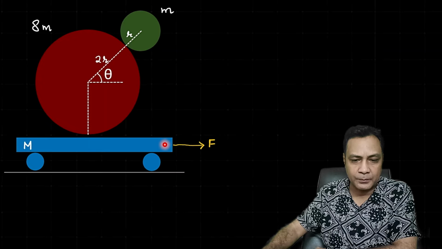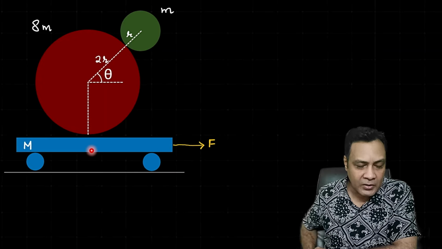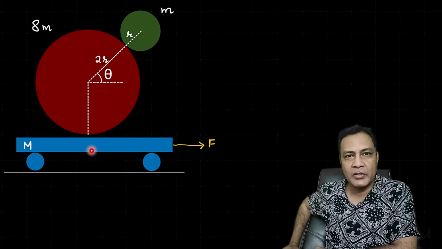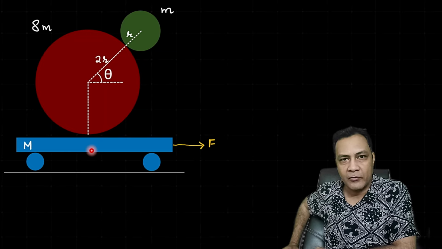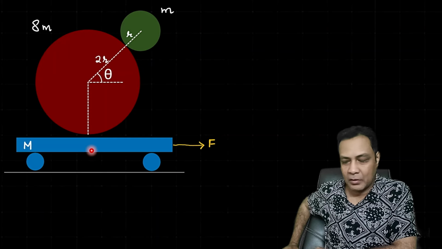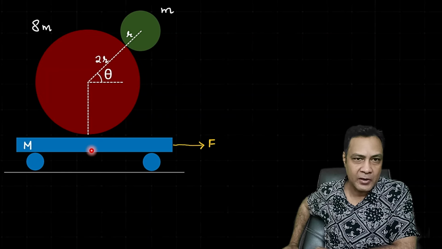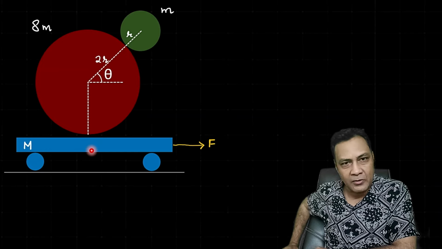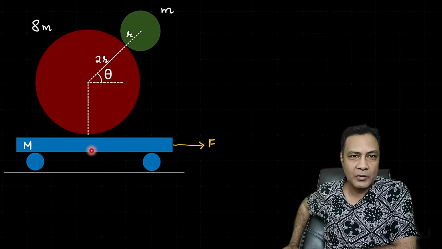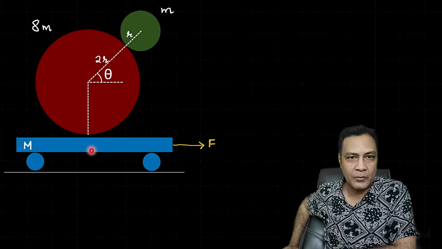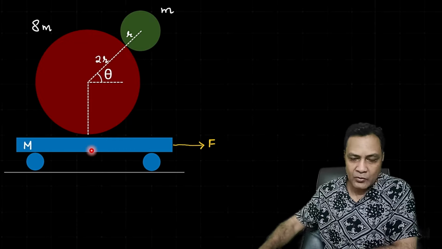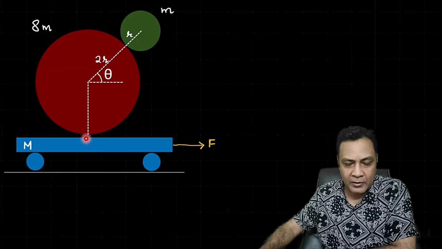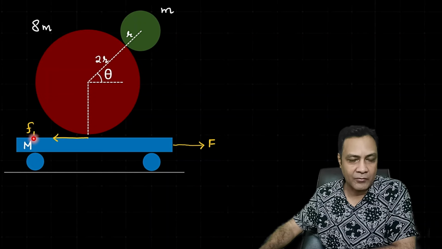First of all, let's see the cart. Because there is no slipping between any surfaces, the friction involved would be static friction. The good thing about static friction is that it can have any value between 0 and f max and any direction depending on the requirement. So you can choose your own direction. If the direction you have chosen is right, the answer will come positive. If the direction you have chosen is wrong, the answer will come negative, and then you can correct. So let me assume that the friction on capital M is acting in the backward direction, and let me assume that the friction is small f1, static friction.